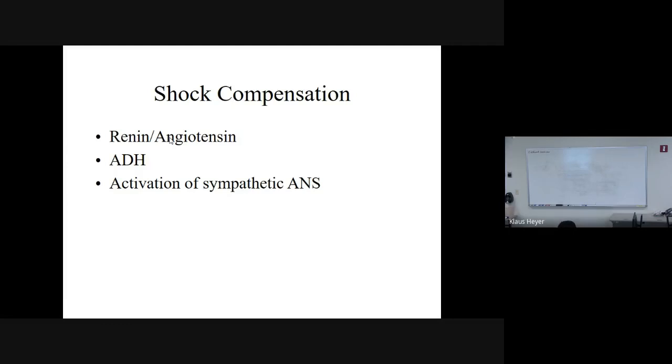Your heart rate will also go up because you're trying to compensate. That's why in hospital setting or medical setting they'll give you epinephrine.